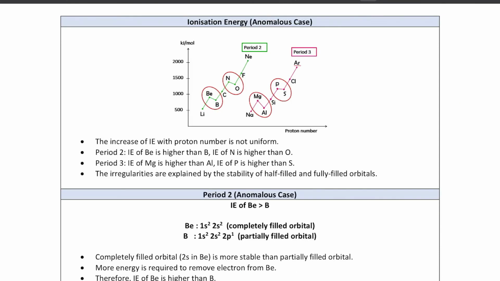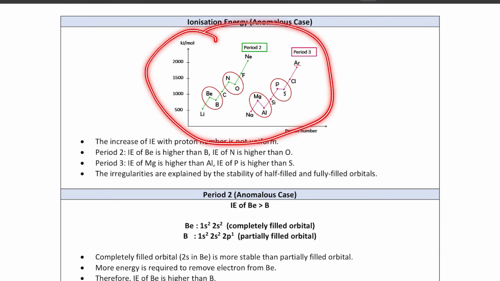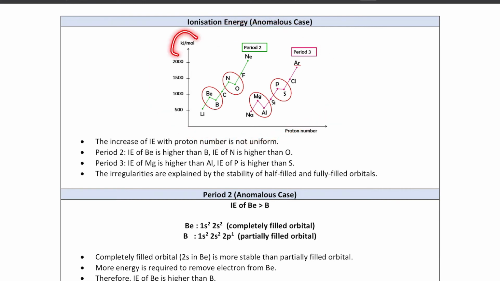Okay, then we want to look at ionization energy but for anomalous case. Okay, so if I mention anomalous, that means ada case berkecuali. That means that case is slightly different from normal. Okay, so let us look at this graph here. Okay, so you can see that this is kilojoule per mole. That means this is ionization energy lah. Ini ionization energy dia. And then this is the proton number.